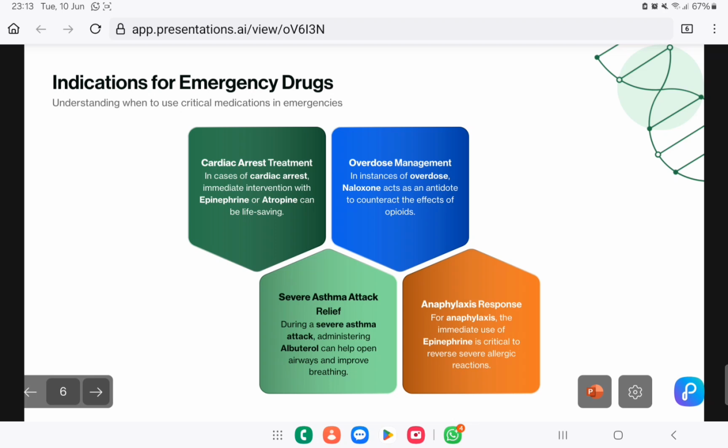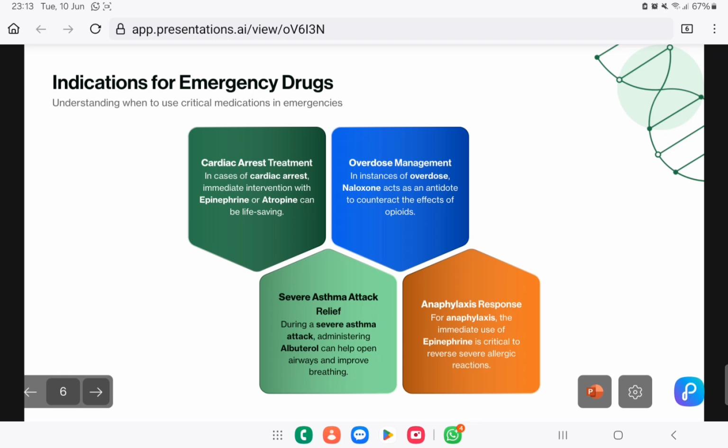Indications for emergency drugs: understanding when to use critical medications in emergencies. Cardiac arrest treatment, overdose management, severe asthma attack relief, anaphylaxis response. In cases of cardiac arrest, immediate intervention with epinephrine and atropine can be life-saving.